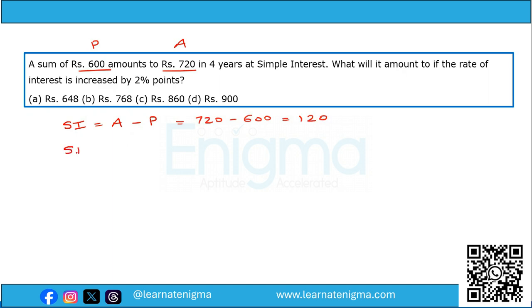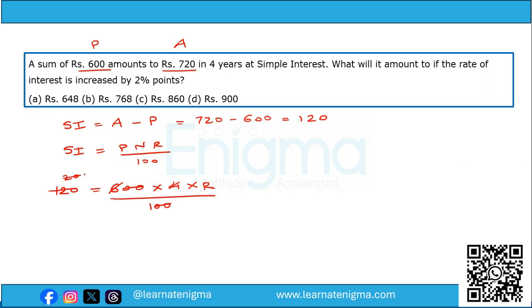Now we also have the formula for simple interest as PNR upon 100. So simple interest is 120, principal is 600, N is 4, R we have to find out upon 100. So zeros get cancelled out. 6 into 20 is 120, 4 into 5 is 20. So therefore R comes out as 5.